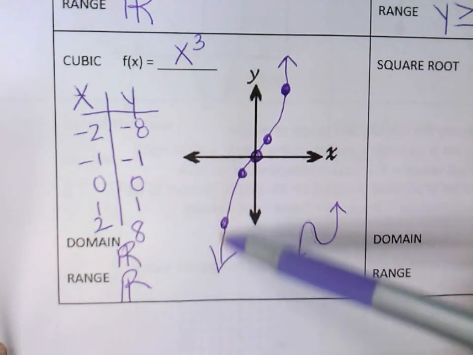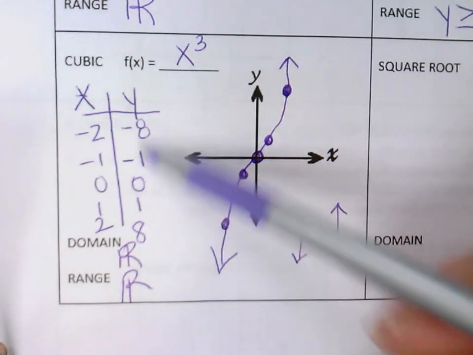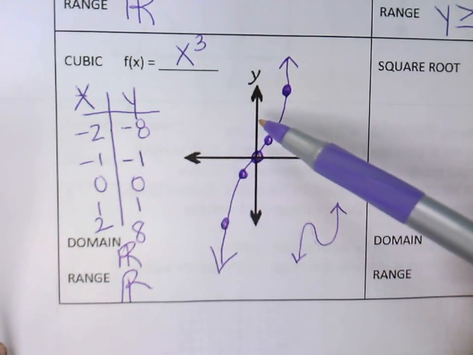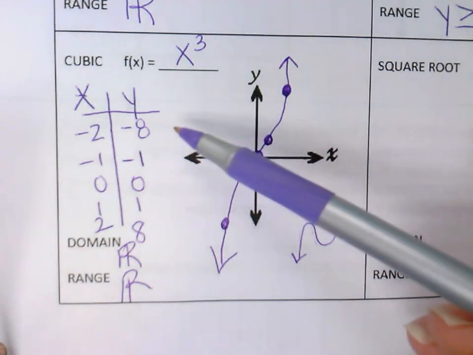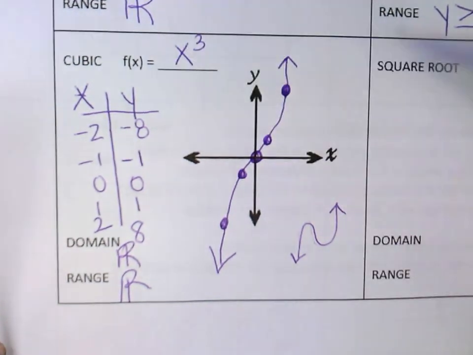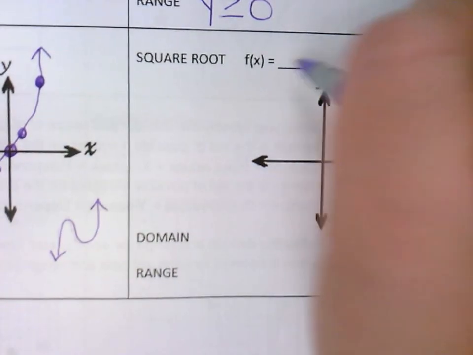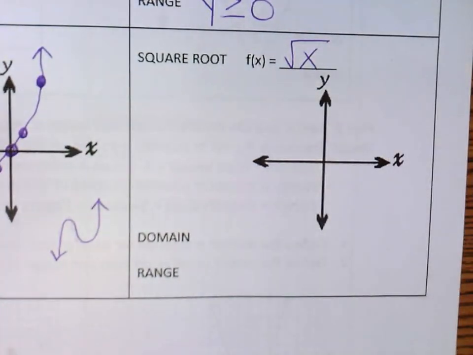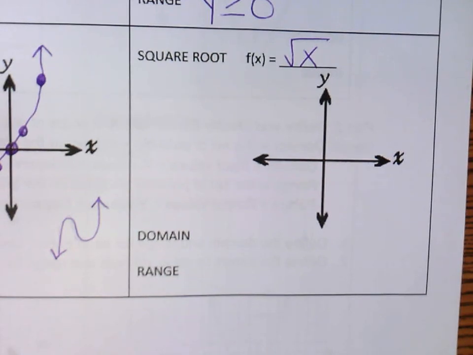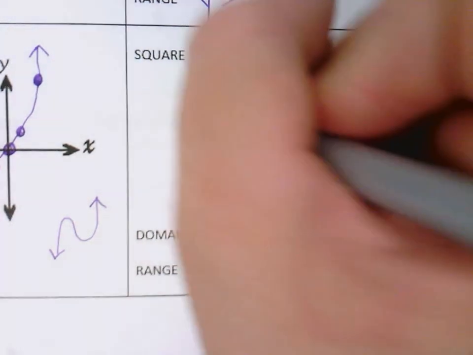So knowing these key points or producing them with a table and being able to shift them all to the right or all to the left, and knowing what the equation would look like when it shifted left or up or down. All right, so the square root function is the square root of x. This is probably a new one for you too.